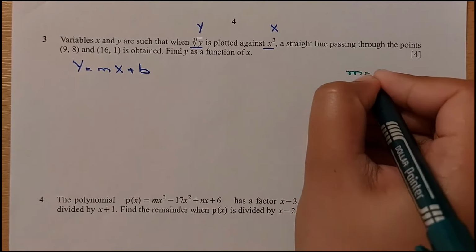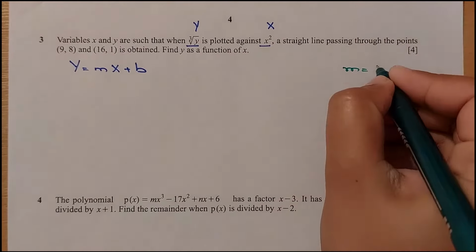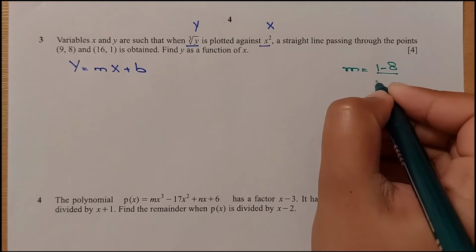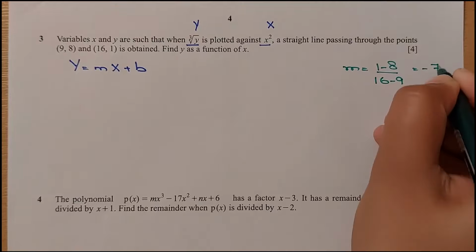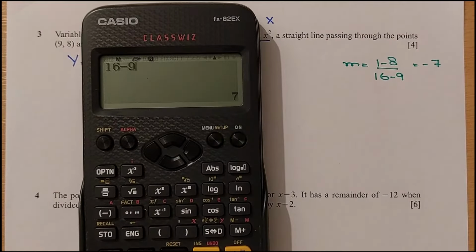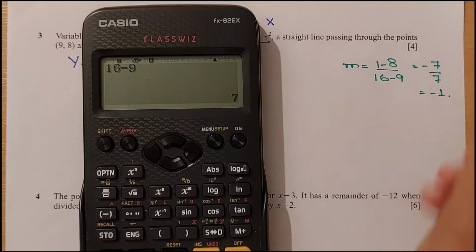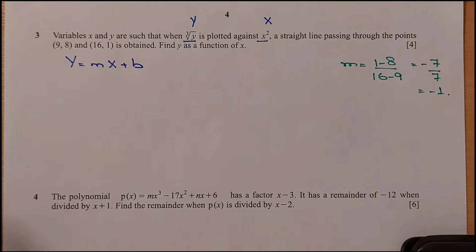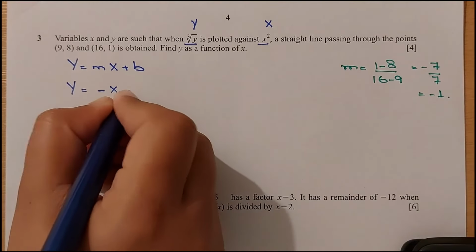So m is equal to y2 minus y1 over x2 minus x1. y2 minus y1, 1 minus 8, x2 is 16, minus x1 is 9. So 1 minus 8 is minus 7. So what is 16 minus 9? That is 7. So that is just minus 1, the m value. Yeah. So substitute here, so y equals minus x plus b.